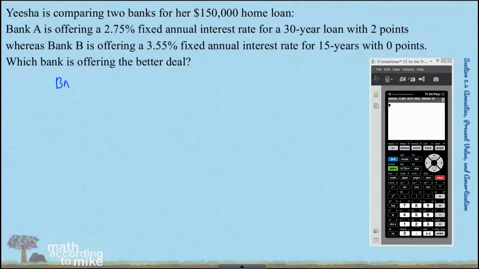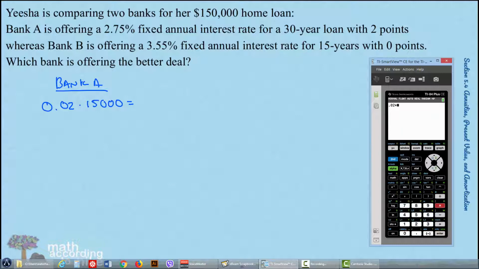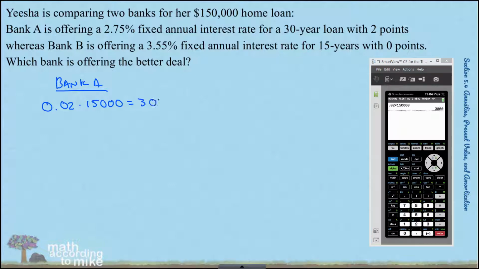So in Bank A, she has to pay points. Points, 1 point is 1% of the loan amount. So 2 points is 2% of the loan amount. So if we did 0.02 times 150,000, we get $3,000. So she is paying a fee of $3,000 up front to get a lower interest rate. This $3,000 does not come off the loan value. It is off to the side. So we'll have to use that later on.